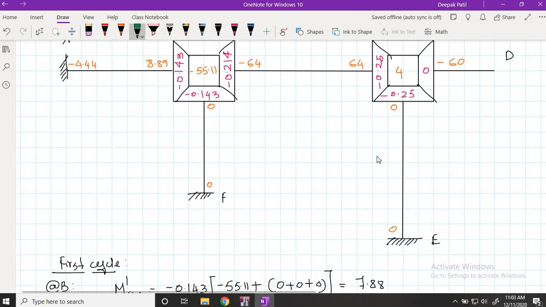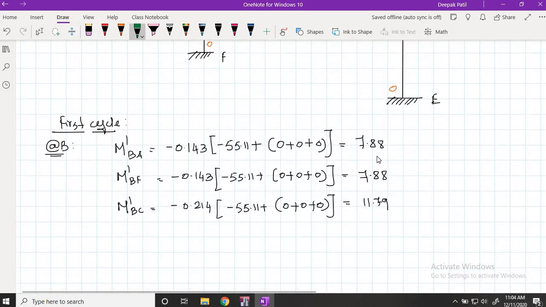Now let me update the values here. So this side it is 7.88. Whatever I am writing here is for BA, here it is for BF, 7.88, and here it is for BC, 11.79. Now I am done at joint B. Let me move on and do it at joint C.